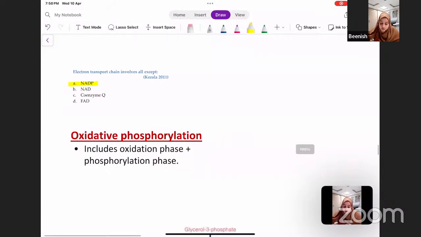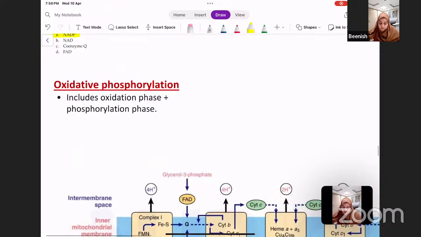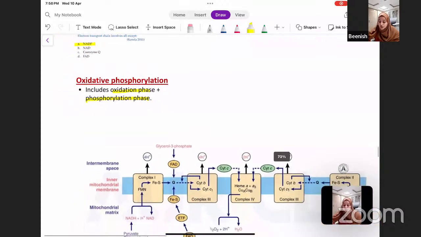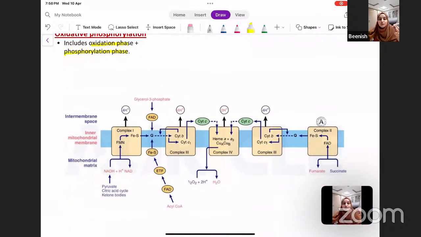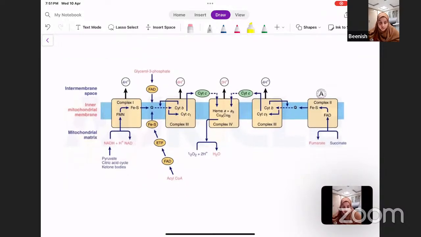Okay, now moving on to what is oxidative phosphorylation. So it includes your oxidation phase and phosphorylation phase. So till now we have seen how the reducing equivalents that were generated from food were passing through the electron transport chain, jumping from one complex to another complex. The principle being that your complexes are arranged in ascending order of their redox potential. Okay. And ultimately they are taken up by oxygen, and oxygen is reduced into water. Now let's move forward to what is oxidative phosphorylation.